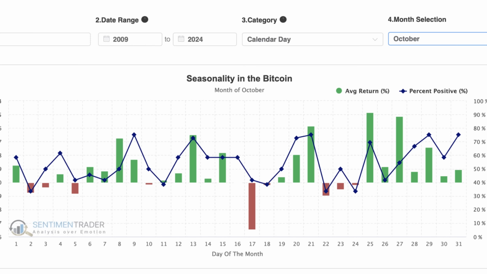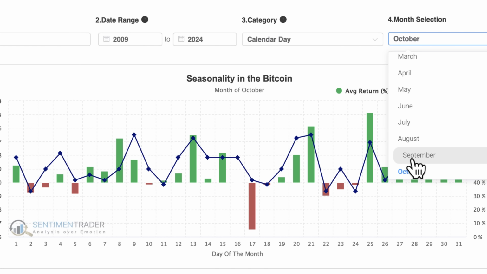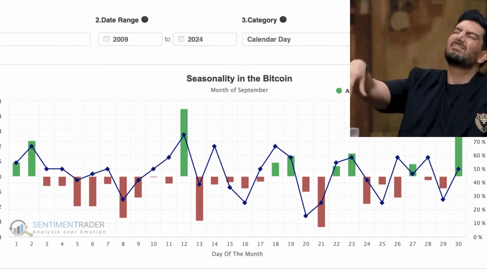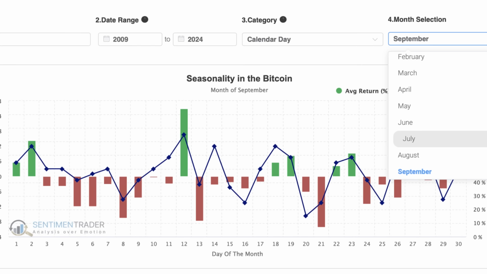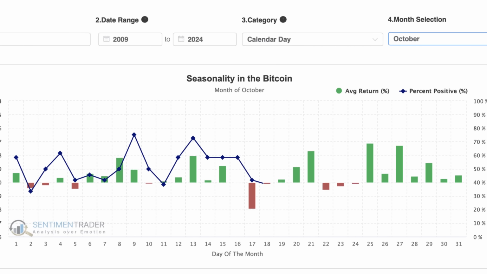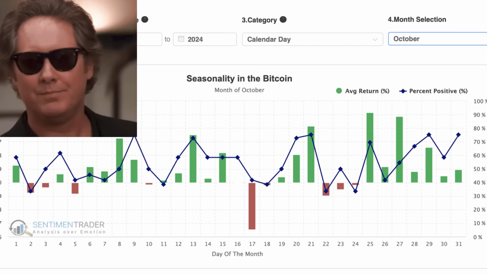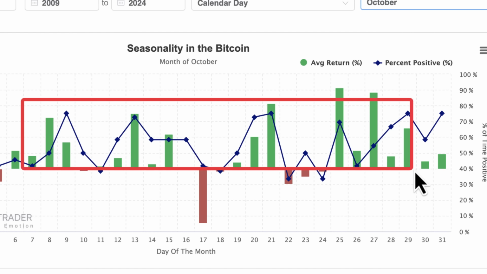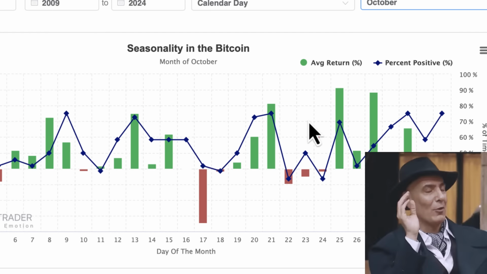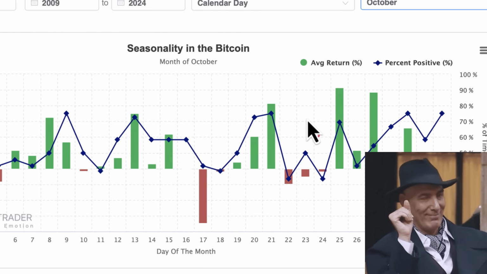So that's October. Again, let's go back to September. So you'll see something very different, dramatically different. In September, much more reds than greens. But in October, again, you'll see a lot more greens than reds. And notice this, not only do you see so much more greens than reds in October, in other words, much more positive returns in October than negative ones, the win rate improves. The percentage positive improves in October too.